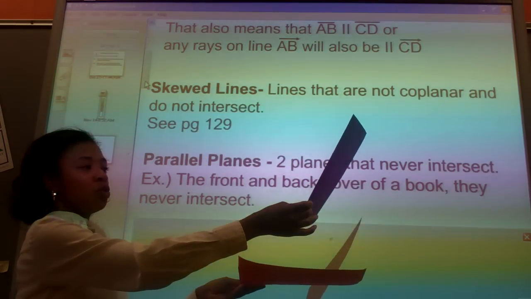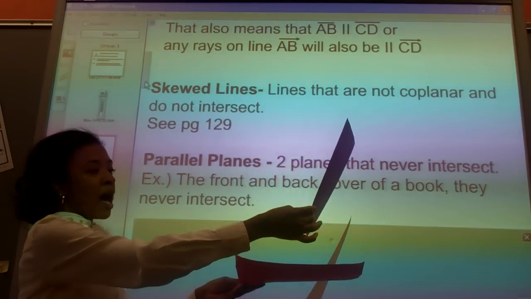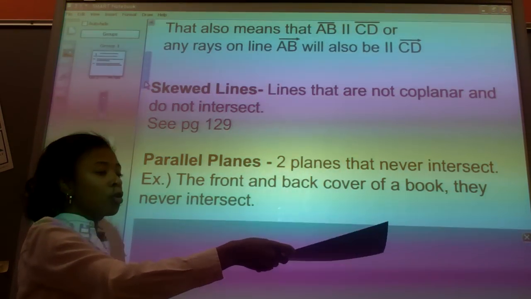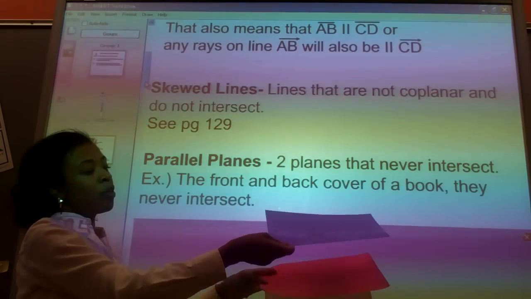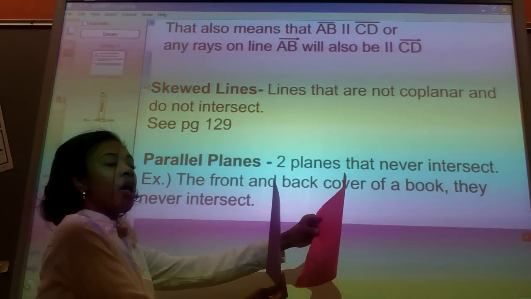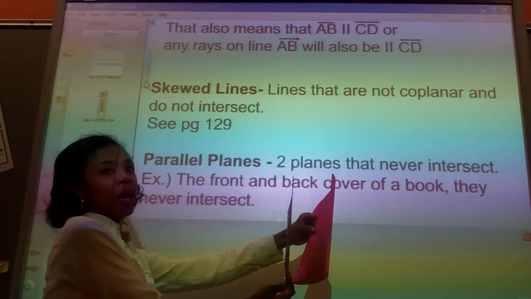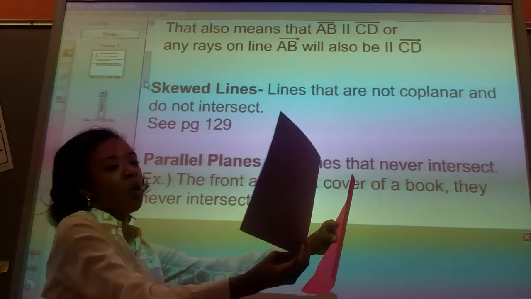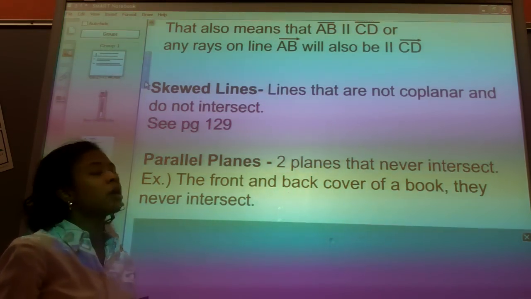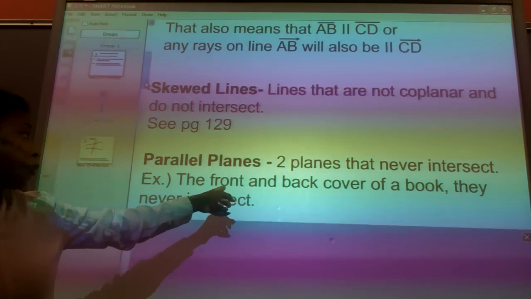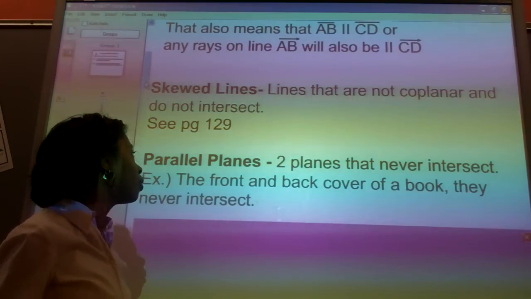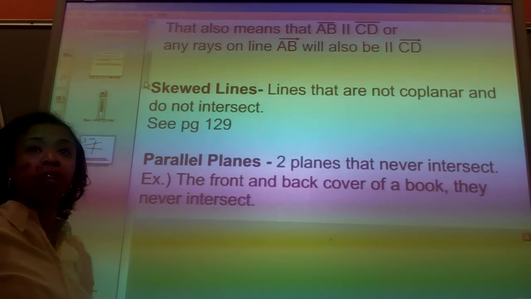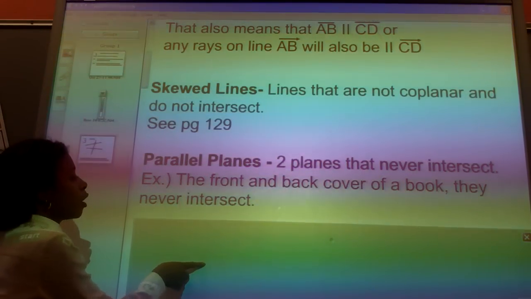Okay, now if one is skewed this way, if I were to continue this purple one on top, it would eventually intersect at some point. Okay, it's curved or slanted. But when they're parallel, if I turn them this way, these are still parallel planes. They will never intersect. If I continuously kept these going, they will never intersect. Okay? I give the example of your front cover of your book and the back cover of your book. Those lines, or planes, excuse me, will never ever intersect. Okay? Parallel planes.